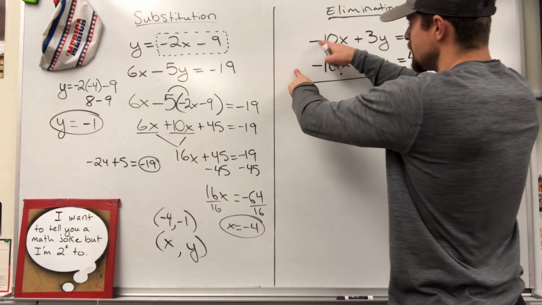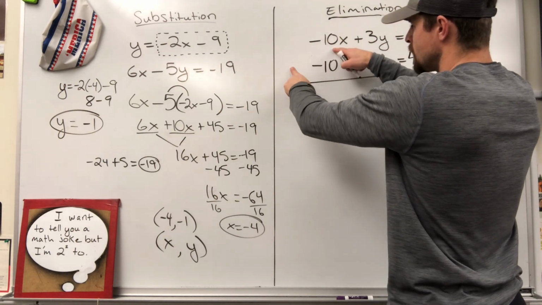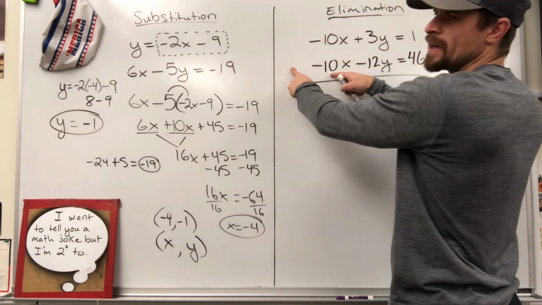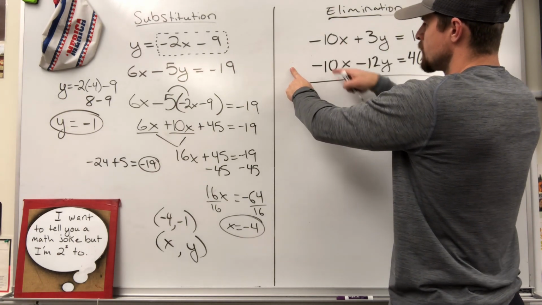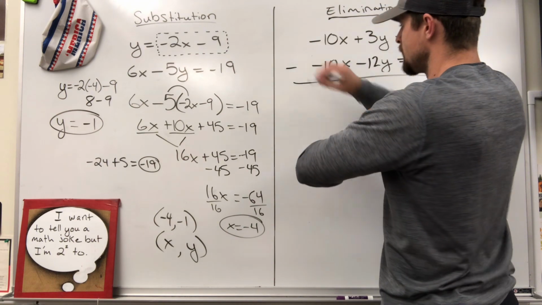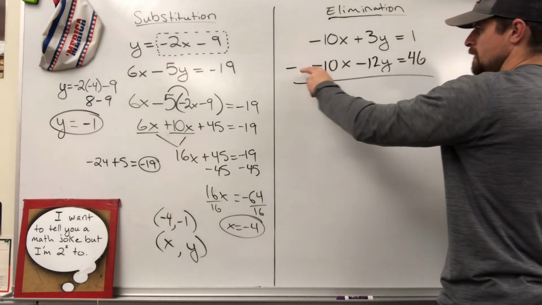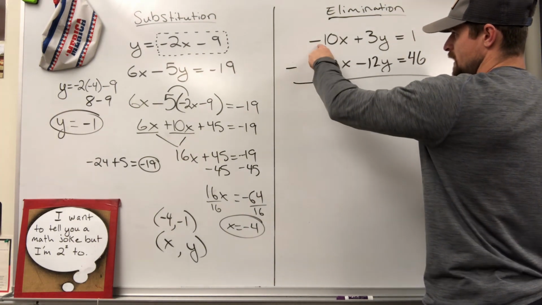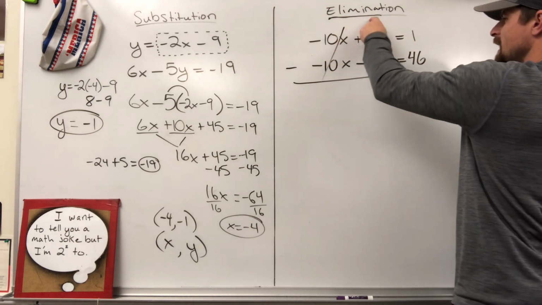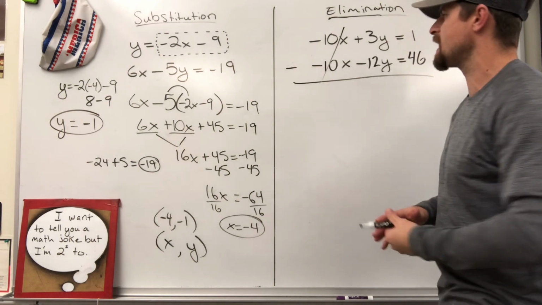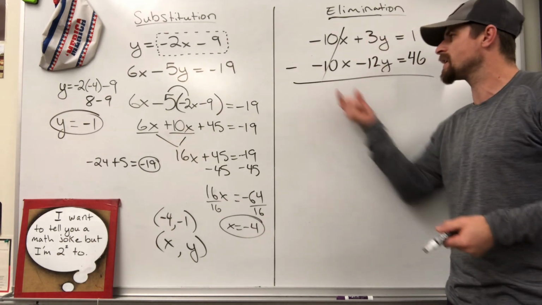Let's think. Negative 10 plus a negative 10 would take me way down to negative 20. No, that doesn't cancel. I need to make a 0. Negative 10 minus a negative 10, no different than adding. So negative 10 plus 10 would cancel. We've eliminated the x's. They are gone. They are off the table. Now we're just going to subtract straight down.